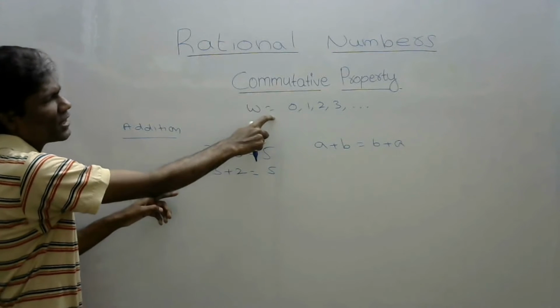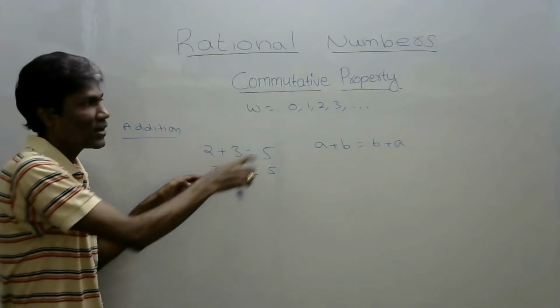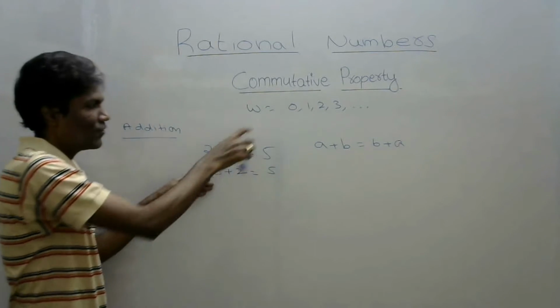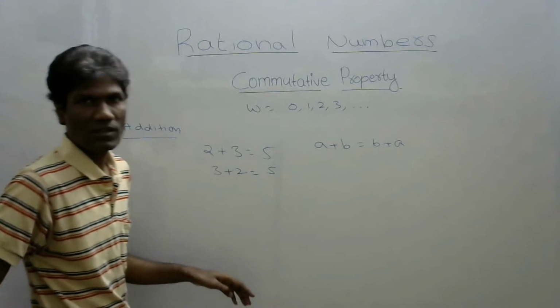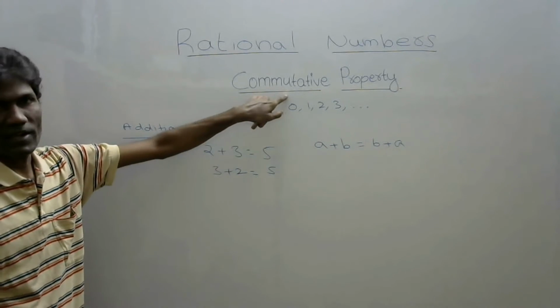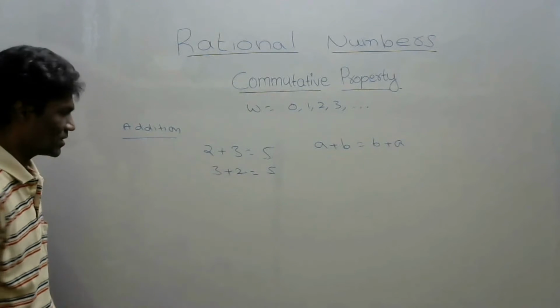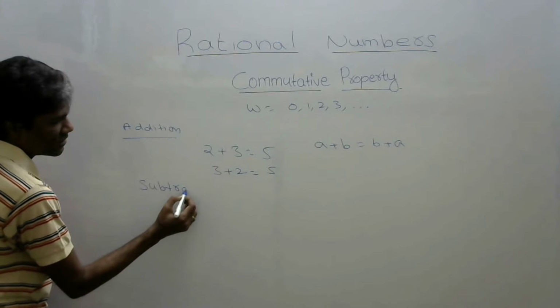But here, in the case of whole numbers, is it satisfying for every value? Yes. For every value, a plus b equals b plus a. So, with respect to addition, it is commutative. Next, subtraction.